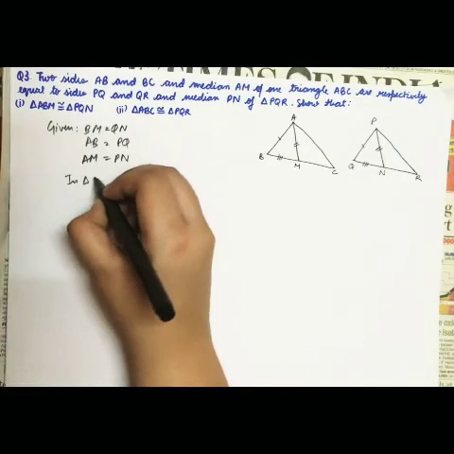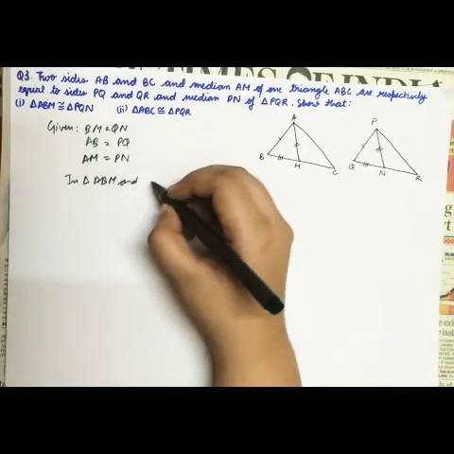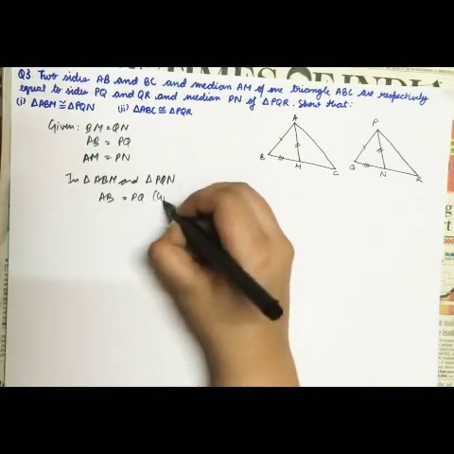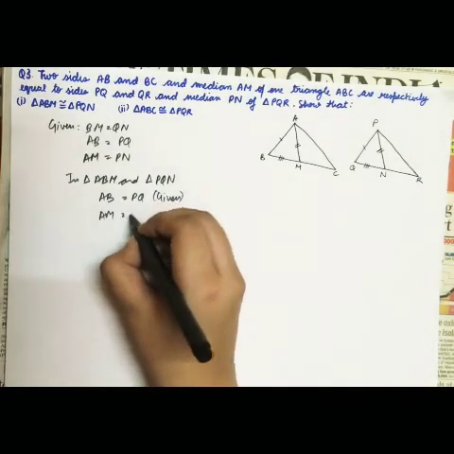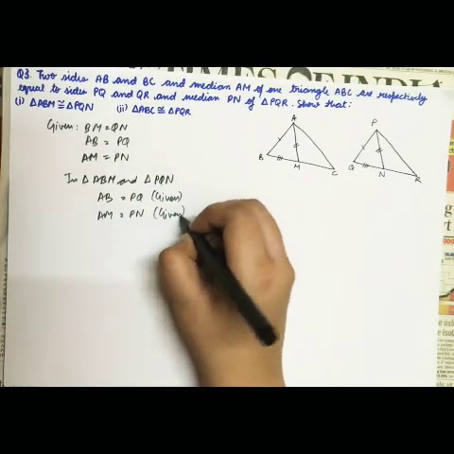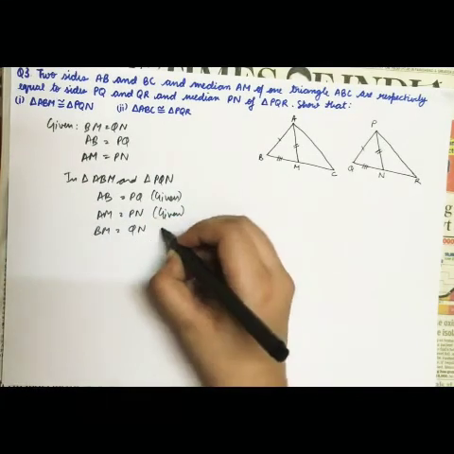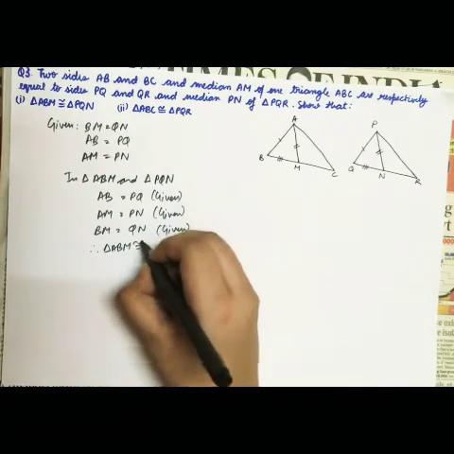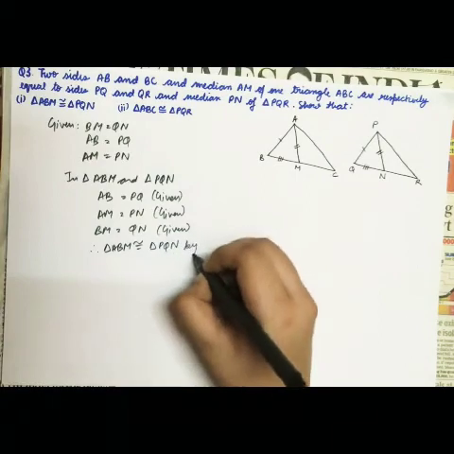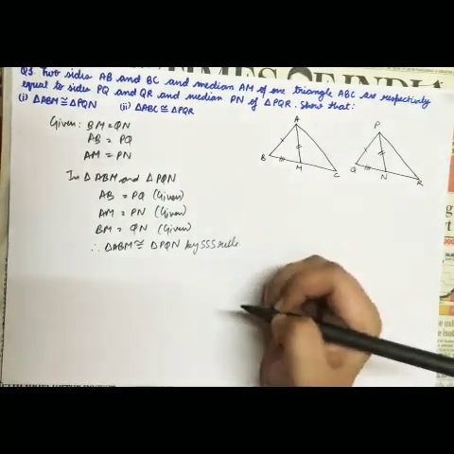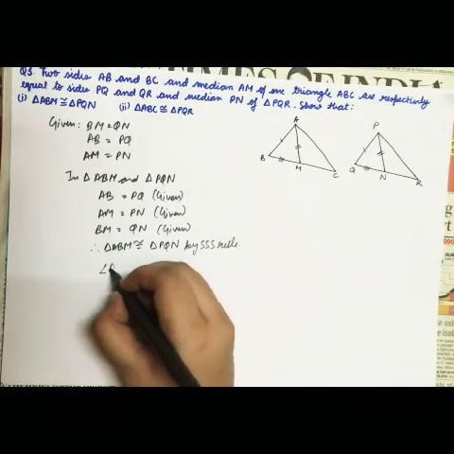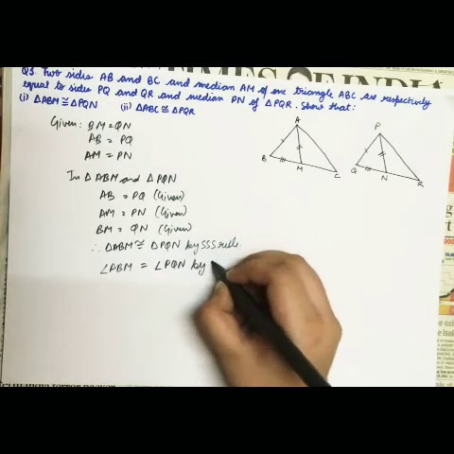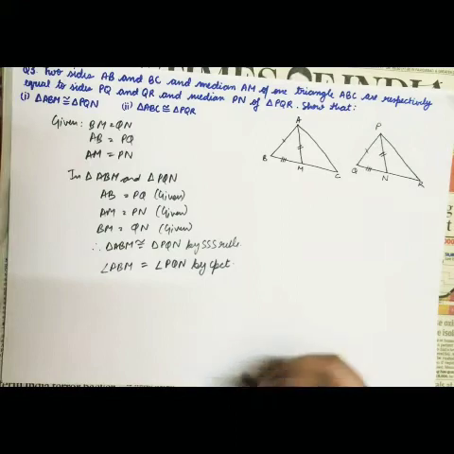So in triangle ABM and triangle PQN, we can say that AB is equal to PQ, which is given, AM is equal to PN, given, BM is equal to QN, given. Therefore triangle ABM is congruent to triangle PQN by SSS rule. Now in this we can say that angle ABM is equal to angle PQN by CPCT.